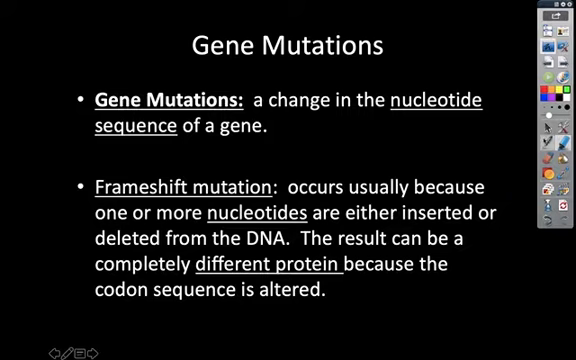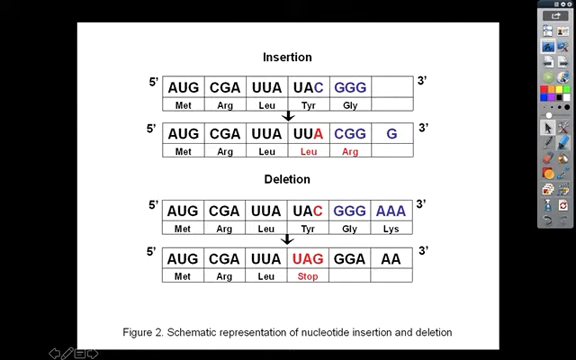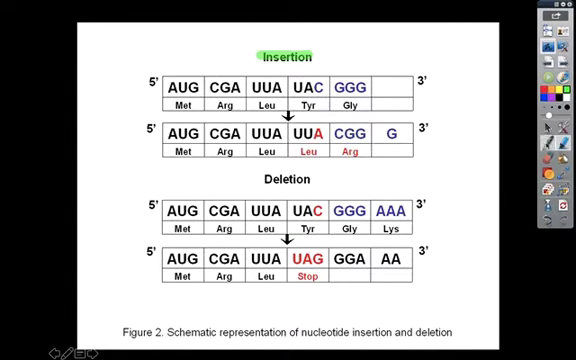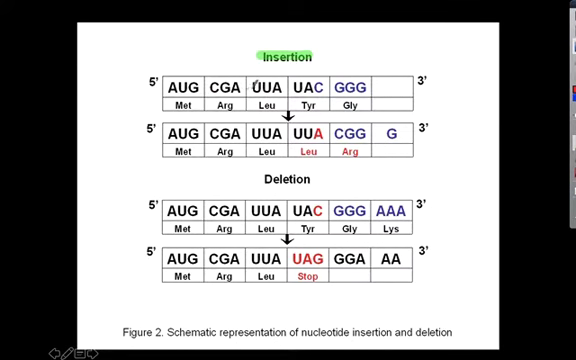But let's go to our next slide here. All right, so this is showing you what an insertion would be like, if a nucleotide got added by mistake. So this is what it should be: AUG, CGA, UUA, UAC, and GGG.